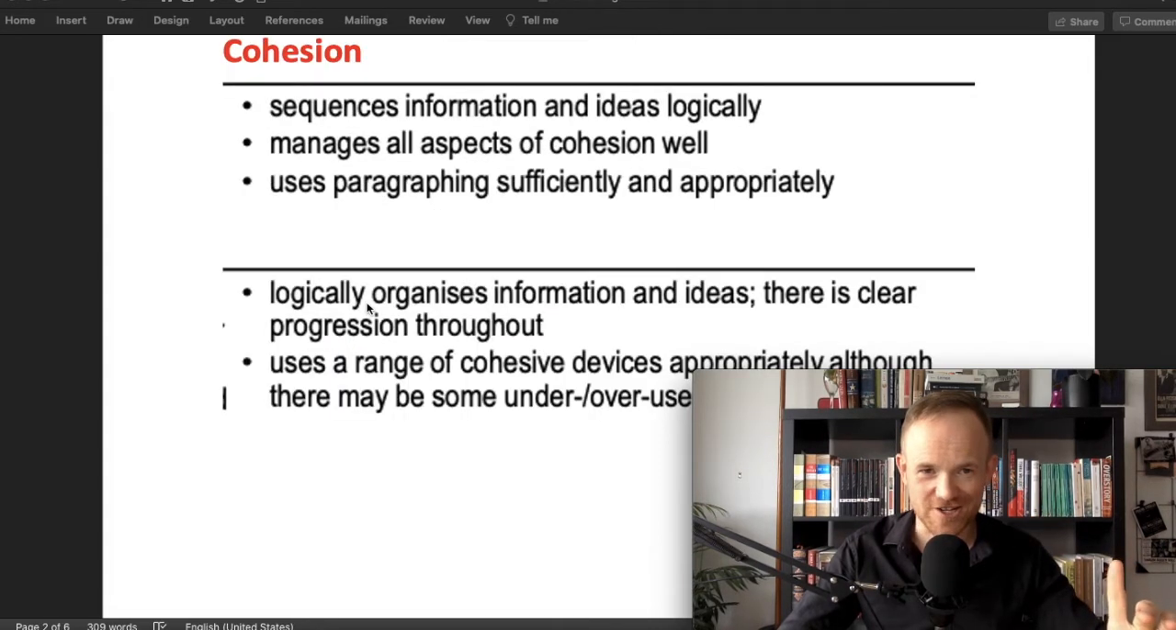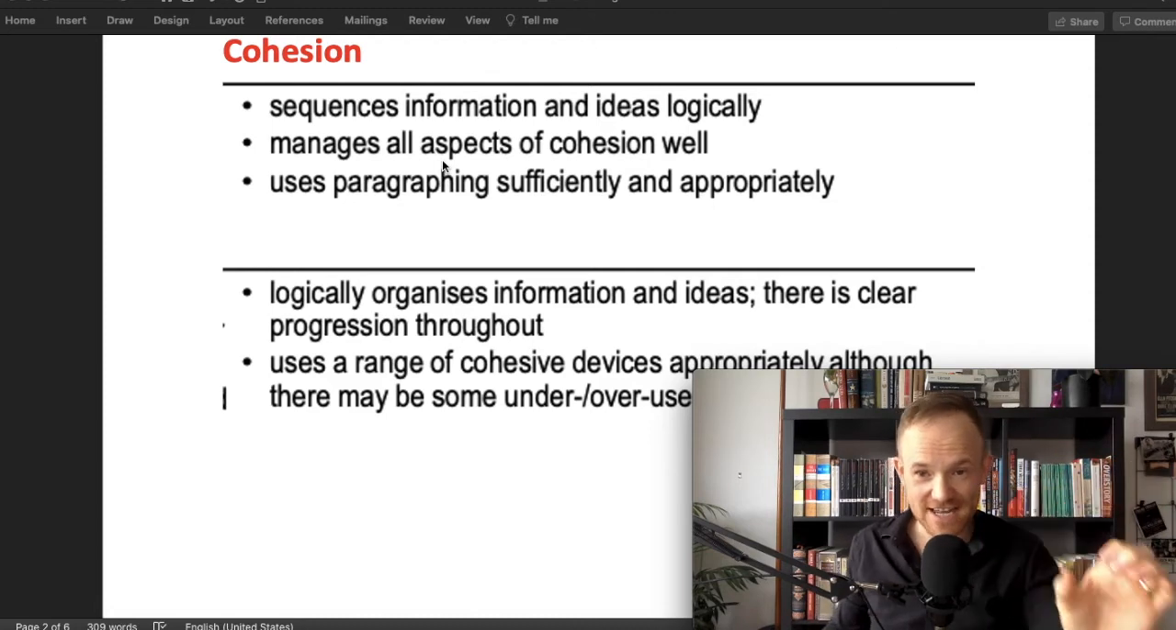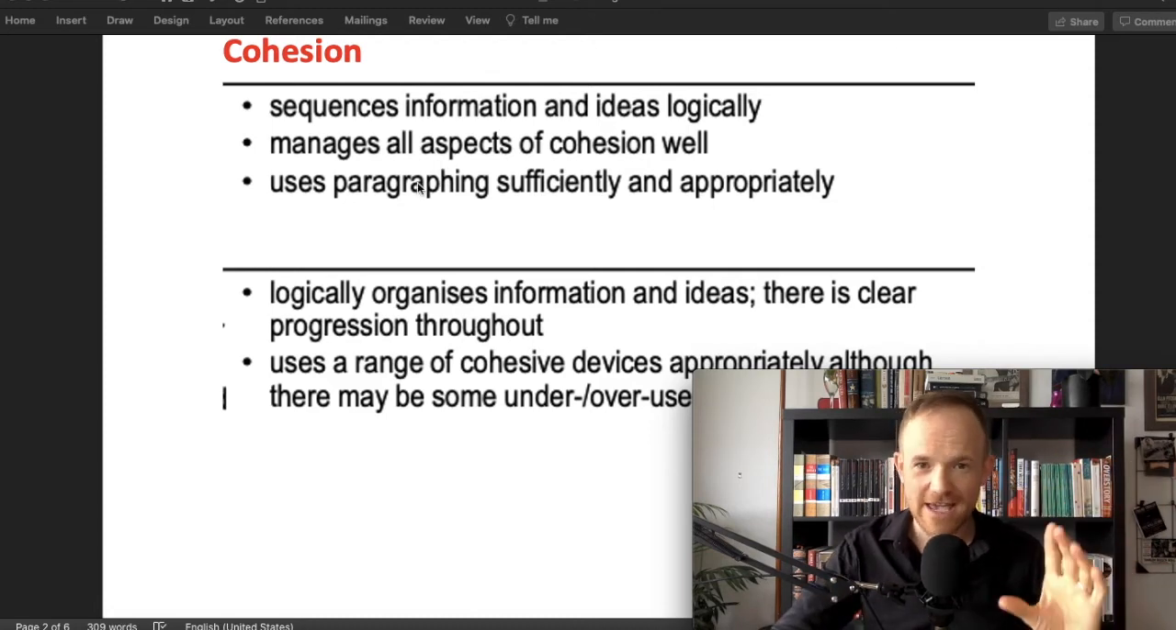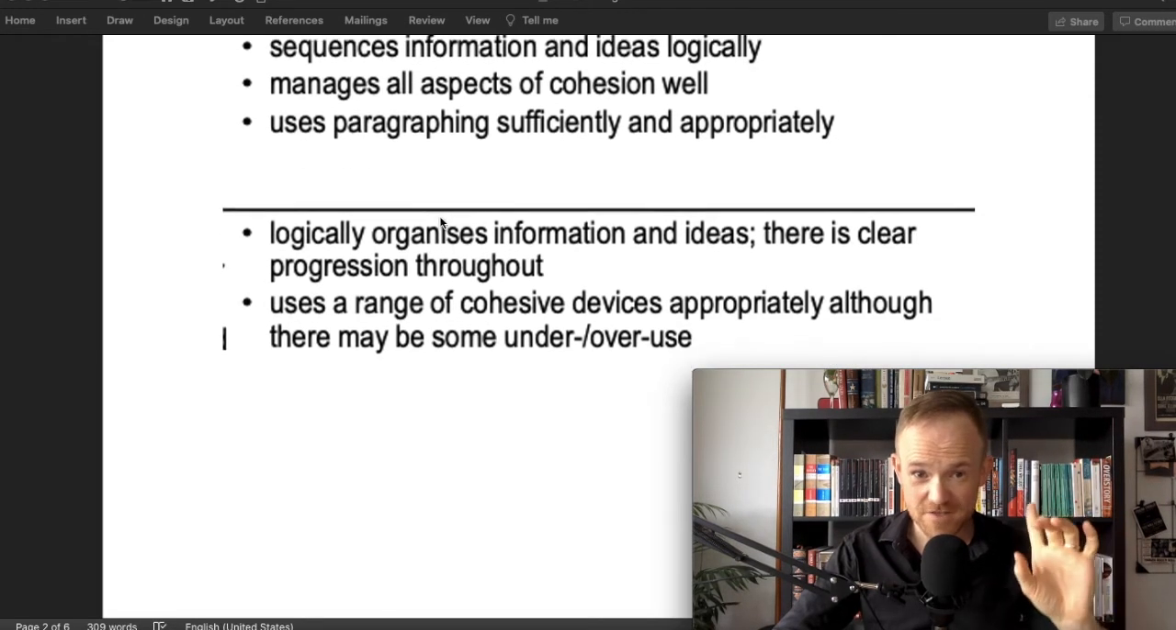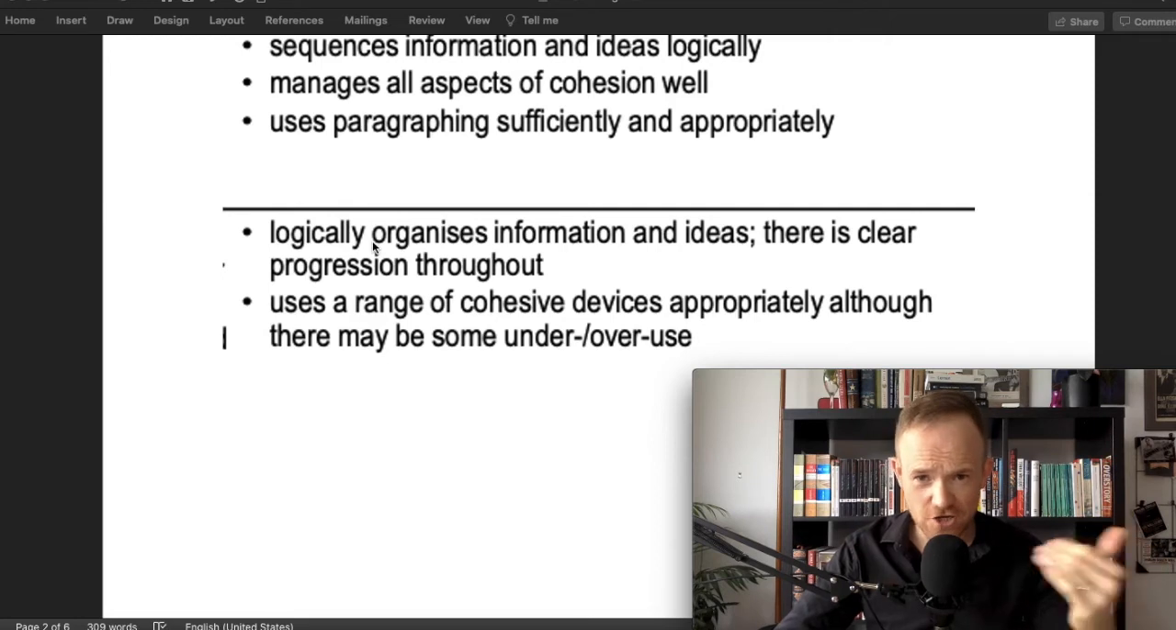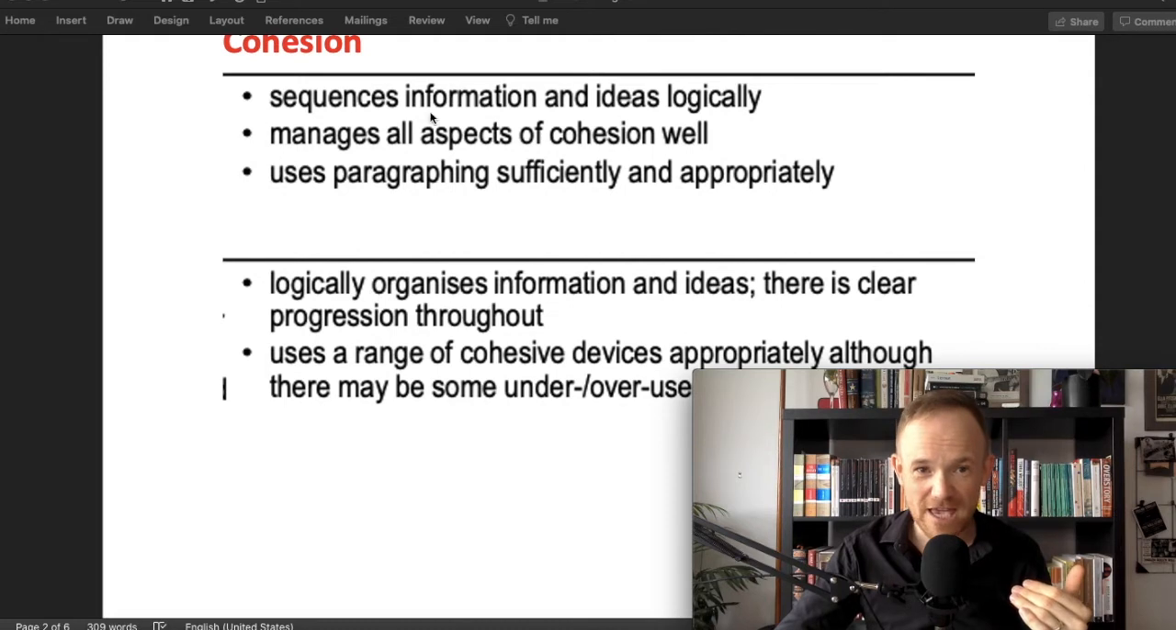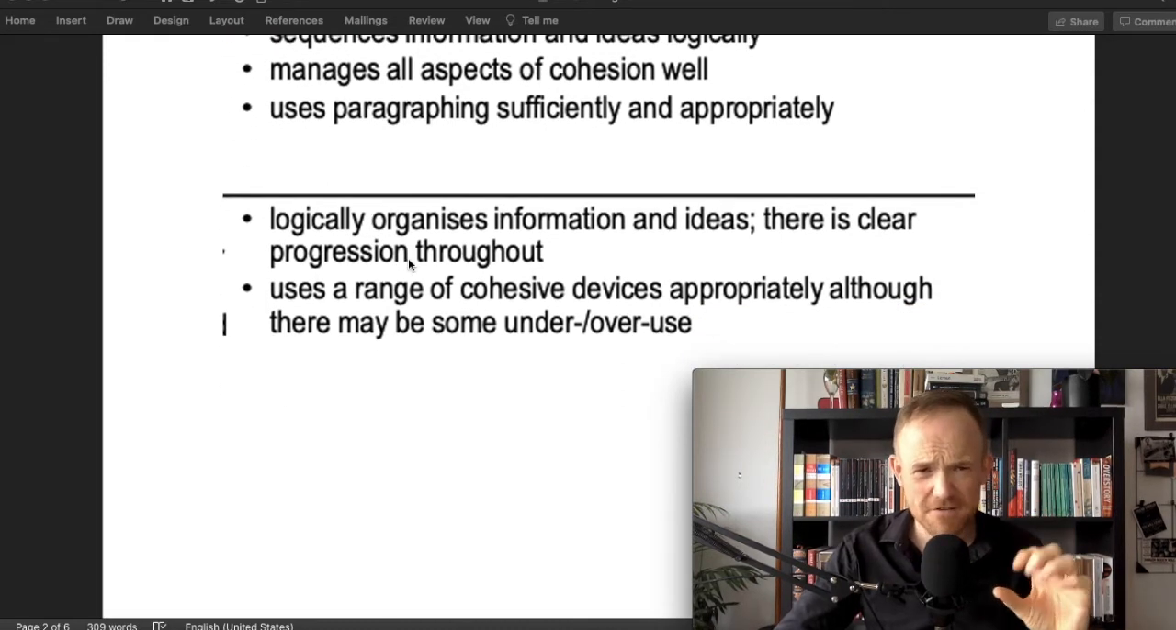Moving on to cohesion. All right, are you organizing your ideas logically? Does it make sense how you're presenting the information? Managing aspects of cohesion. Does each sentence connect to the next one clearly? And paragraphing, that one's pretty straightforward. That's for the 8. For the 7, quite similar. Logical organization, clear progression. All right. Again, I'll be aiming to show you how to pull off an 8, but even if you do that with a little bit of difficulty, you'll be all right for that 7.